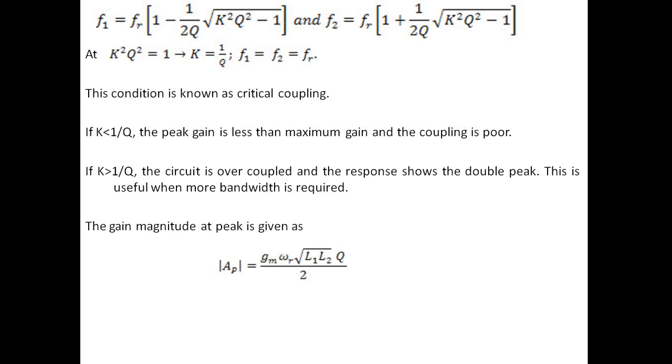This is the gain magnitude at the peak. At the maximum level, what is the gain we have? Mod AP is equal to gm omega r square root of L1 L2 into q whole divided by 2. The gain at the dip, delta equal to 0, is given by the maximum value into 2kq divided by 1 plus k square into q square.